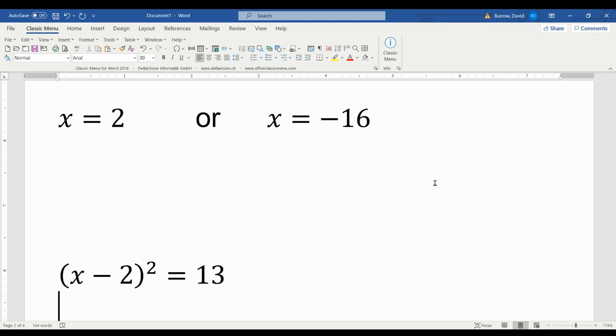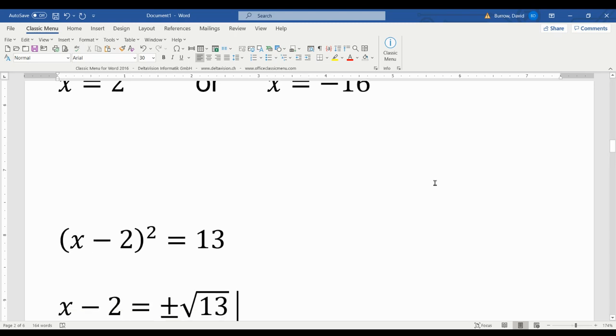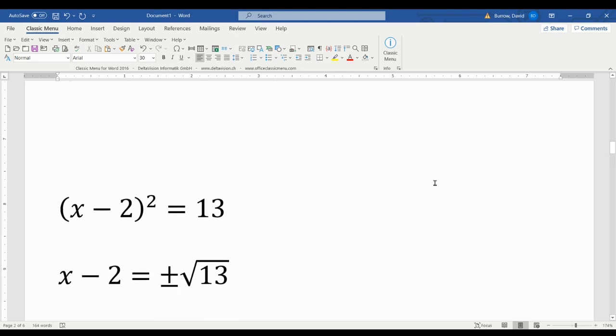So here I have (x − 2)² = 13. Well, if I take the square root on both sides, I'm pretty sure it's going to look like this: x − 2 = ±√13. And the square root of 13 is nothing special. It's like 3 point something, but it's the square root of 13. I'm just going to leave it that way because I don't need a decimal.